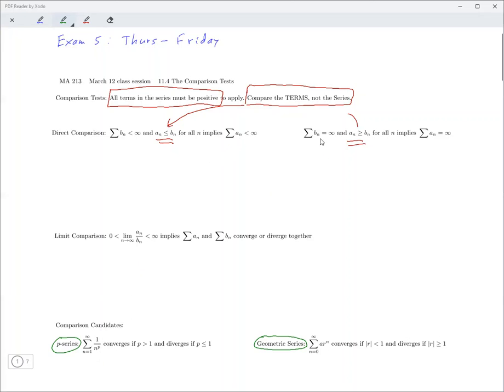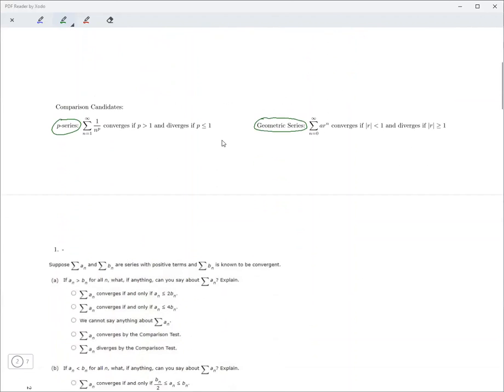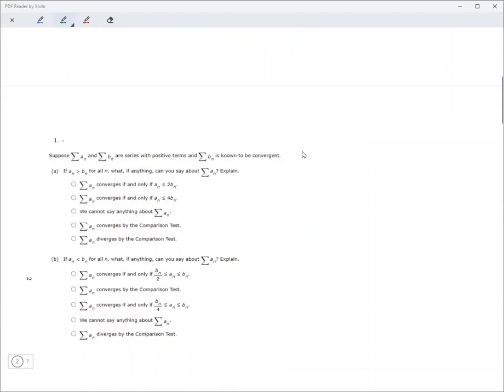Or if you have an A sub n where the terms are greater than or equal to all the terms in a p-series, and that p-series is in the situation where it diverges, and your A sub n terms are larger, then it's also going to diverge. Okay, and then likewise with the geometric series. So those are conditions for when they converge and diverge. Okay, so let's do an example or two before we get to the limit comparison.